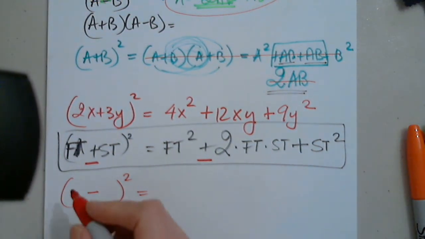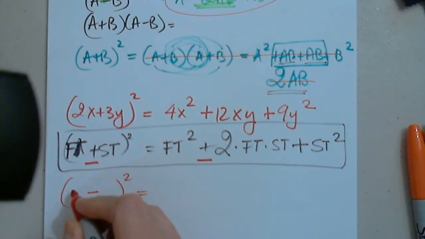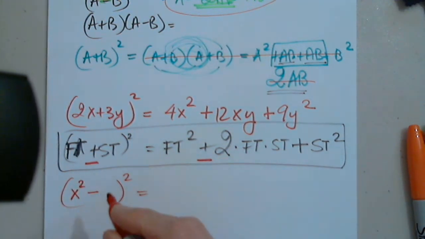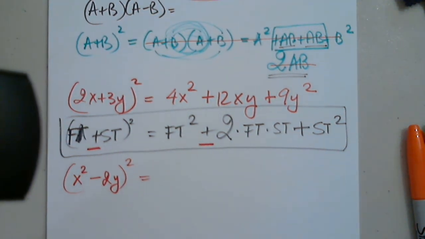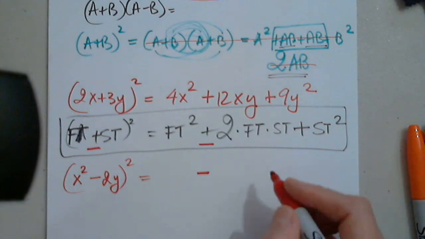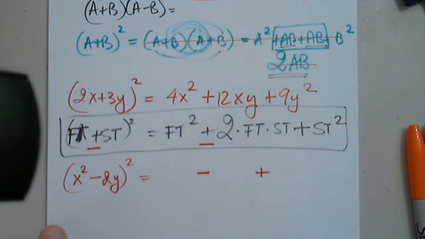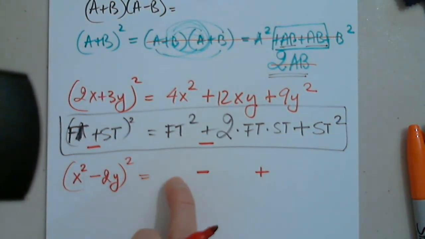X minus 3. Good. So let's spice it up a little bit. Let's say x squared minus 2y. So I know that the middle term will be negative. I know the last term will be positive. I have to square the first one. What do I get?